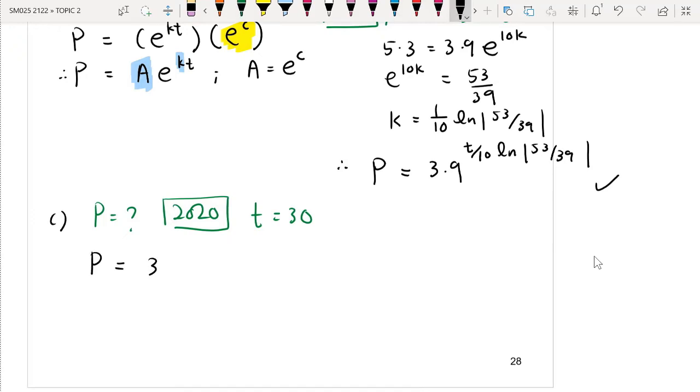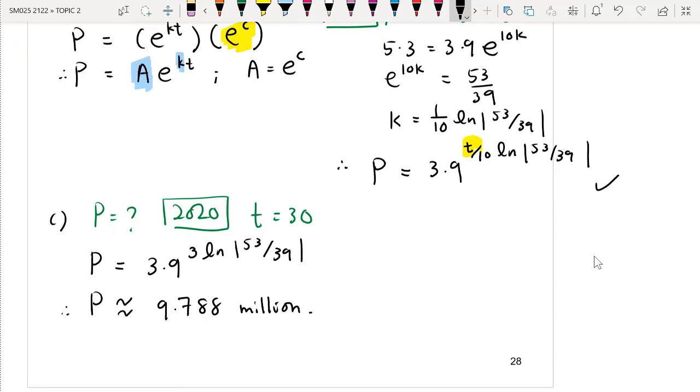P will be finally 3.9. So t is 30, I substitute into the t part here. So it has to divide by 10. So I just rewrite that as 3, ln of 53 over 39. And now you may start to use your calculator to estimate the population. So straight away using the calculator now, our final answer, the population would be 9.788 million. Okay, settle.